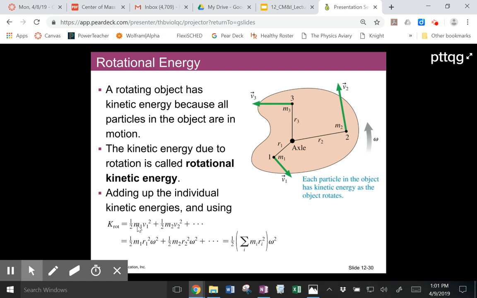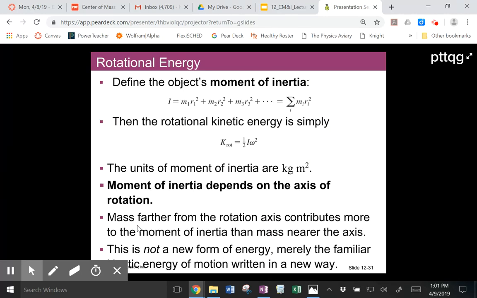I'm trying to find a way to use angular velocity because that's the same for all the particles. To do that, I end up having to sum all the mr squared terms. So this sum of all the mr squared terms is called the moment of inertia, okay?